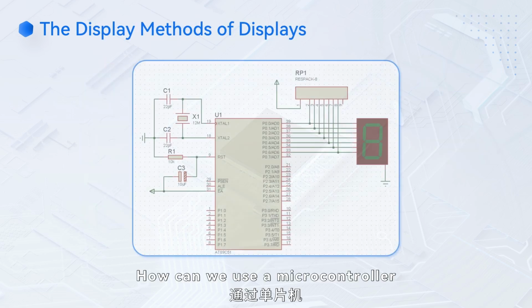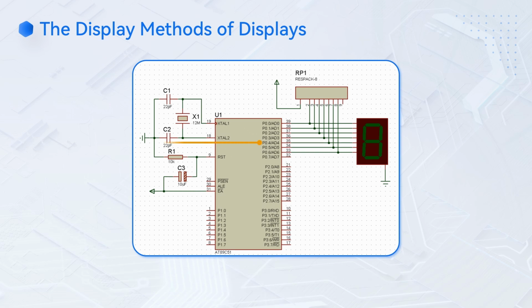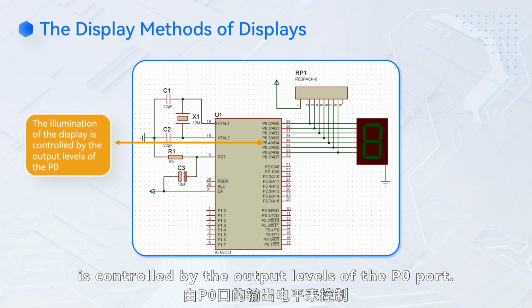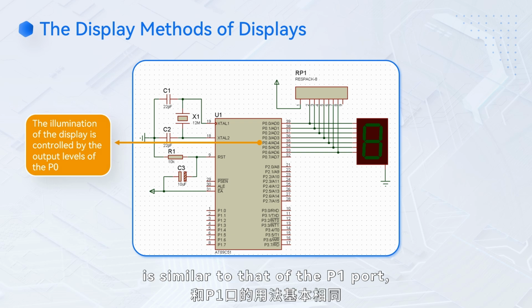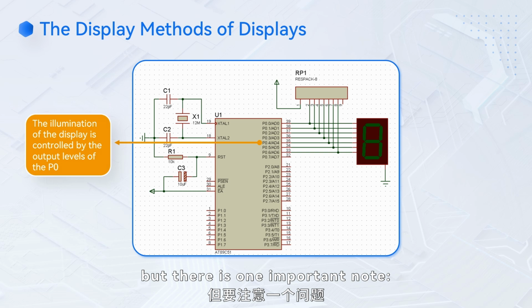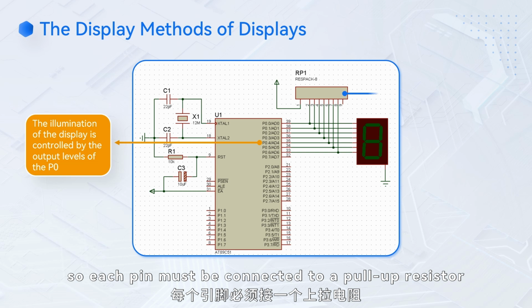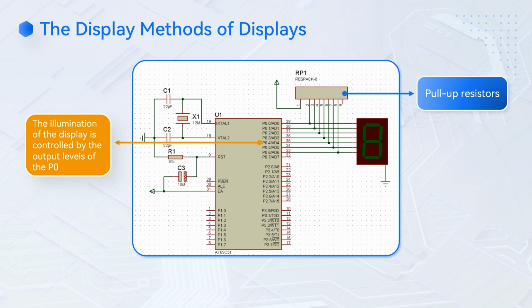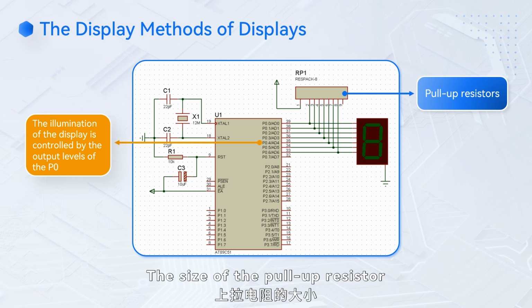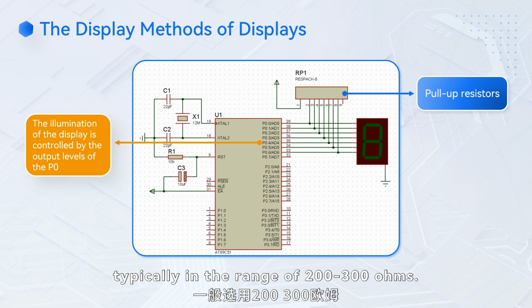How can we use a microcontroller to display a single digit on a display? In this example, the illumination of the display is controlled by the output levels of the P0 port. The basic usage of the P0 port is similar to that of the P1 port, but there is one important note. P0 port is primarily used as an input port, so each pin must be connected to a pull-up resistor due to the internal structure of the P0 port. The size of the pull-up resistor can be calculated based on the external circuit, typically in the range of 200 to 300 ohms.